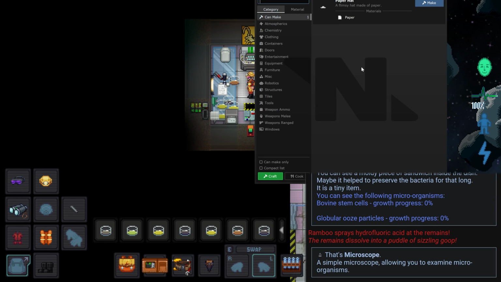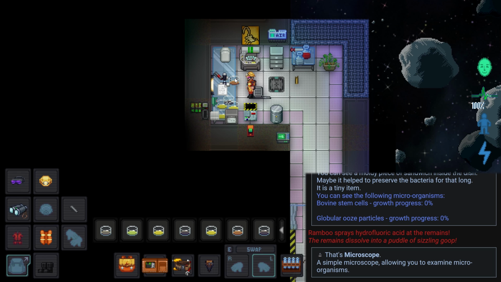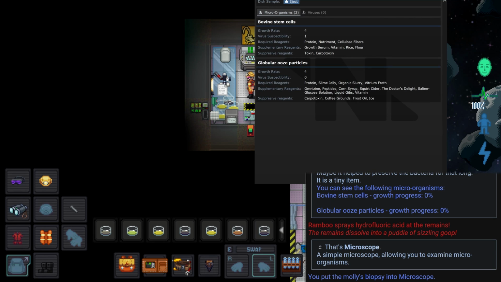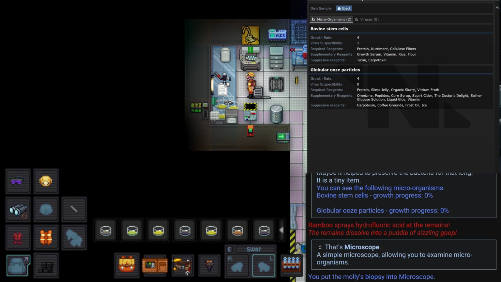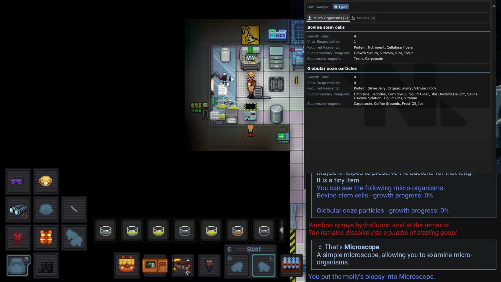It is also craftable, and it can be made from some glass, plastic, and flashlight. What you do is you put the petri dish with cells inside, and then you can take a look at what the petri dish is containing. So this one we can see contains 2 types of cells, the bovine stem cells, which will create a cow. So this is a moly biopsy, I guess.